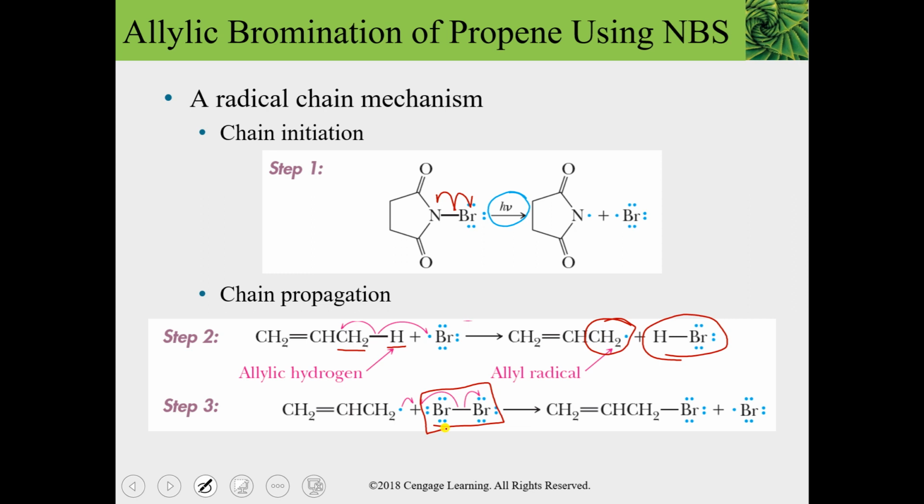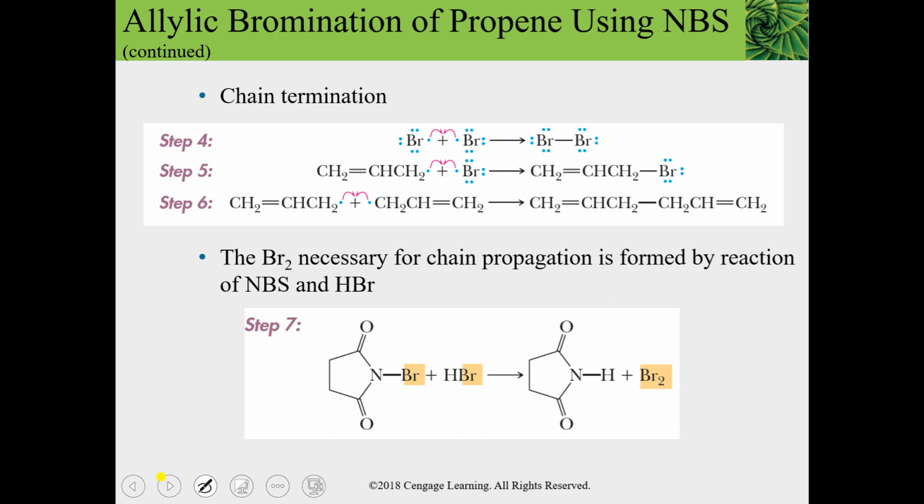And the bond will break between these two bromines. Bromine attaches, and another bromine radical is formed. Now, remember when we talked about chain termination? Several things are happening at the same time. Now, the Br2 is what's necessary for the chain propagation. So what's happening here is when we get NBS and HBr in solution, we're going to get this, the succinimide, and that's where the Br2 is being formed.